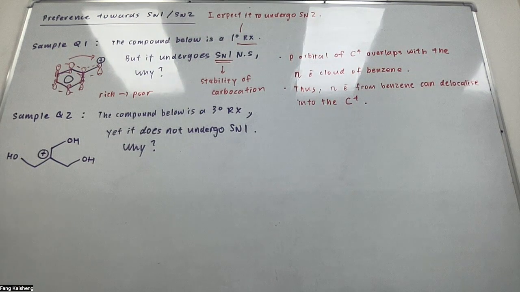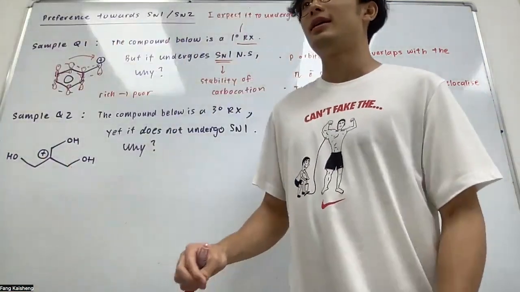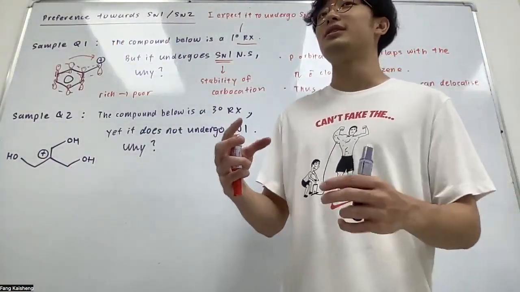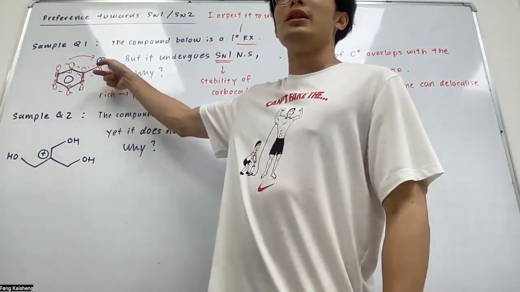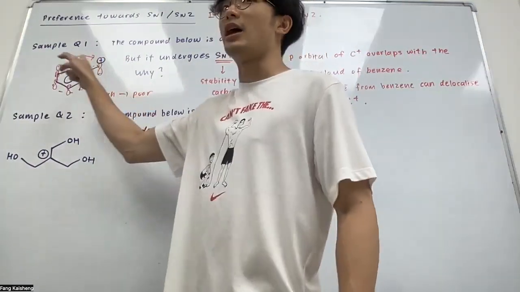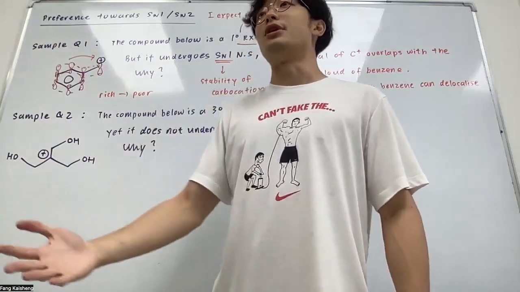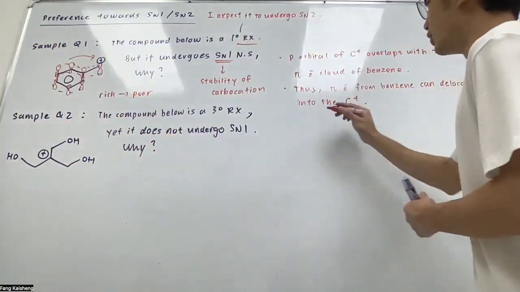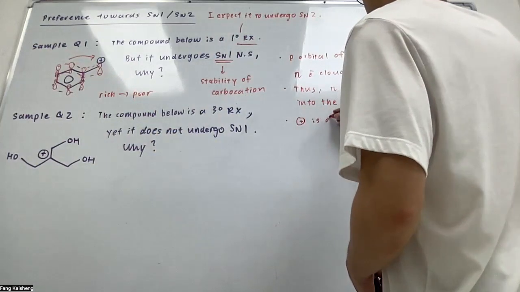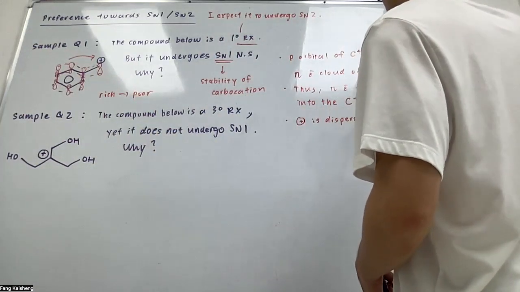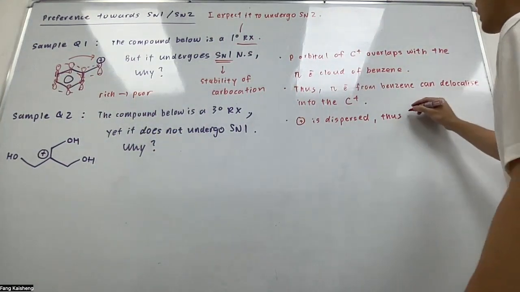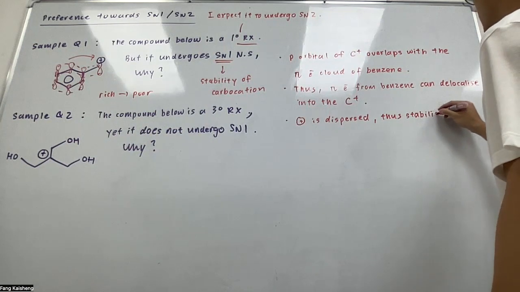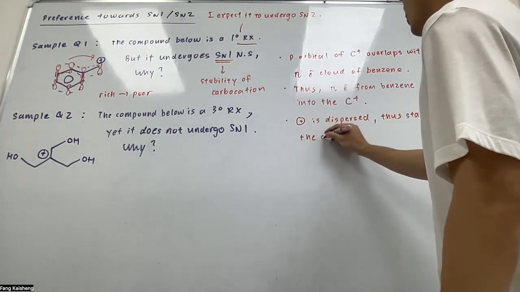Before that, there's something. What will happen to the plus charge now? Not gone, it will never be gone. It's dispersed. Take note, guys. This is poor, the benzene is rich. Can you see the benzene is supplying the carbon with electrons? You supply it with electrons, it's going to be dispersed. So you must first tell me the plus charge is dispersed. You're not comparing with anything, it's just a standalone compound. So just say the plus charge is dispersed, thus stabilizing the carbocation, which then allows it to undergo SN1.